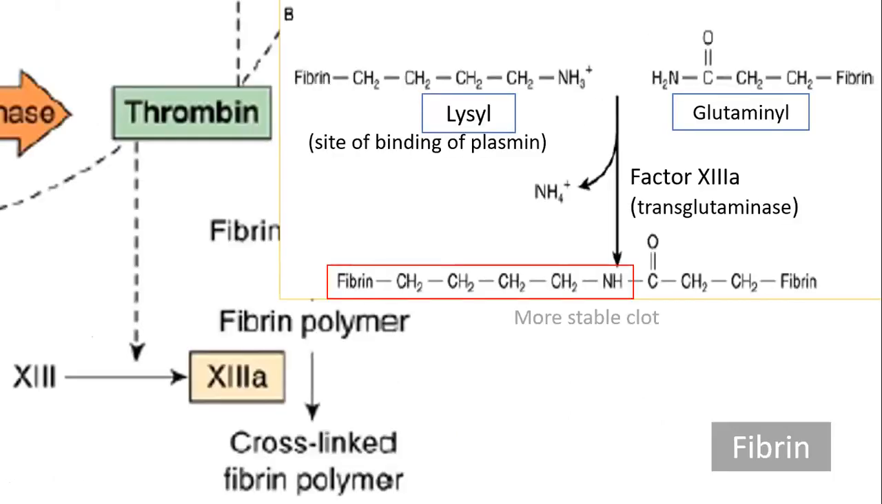So what does plasmin do? Plasmin would specifically bind to lysine residue. Remember the lysine and glutamyl residue that we bound earlier? So this plasmin would bind to lysine residue, to be incorporated into the fibrin mesh and would cleave this.